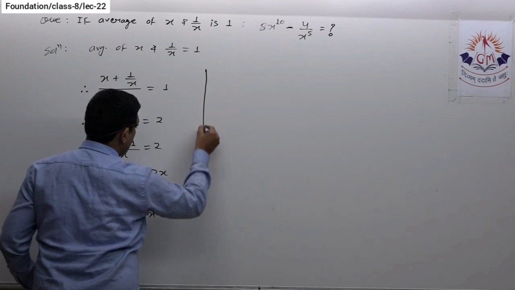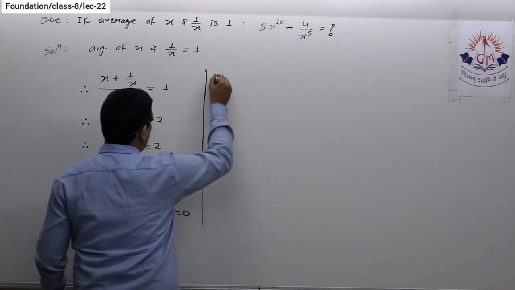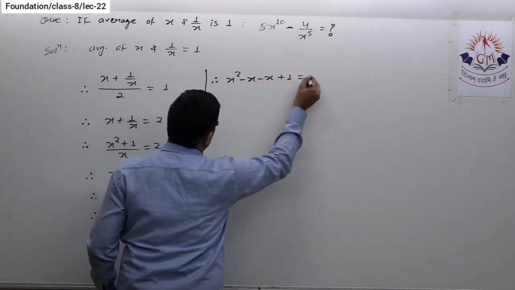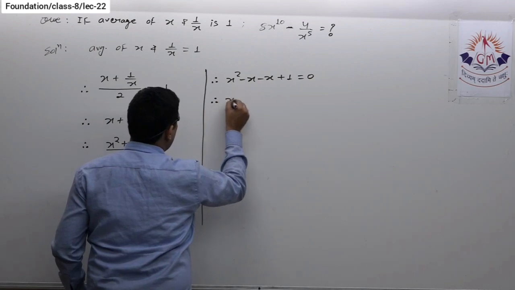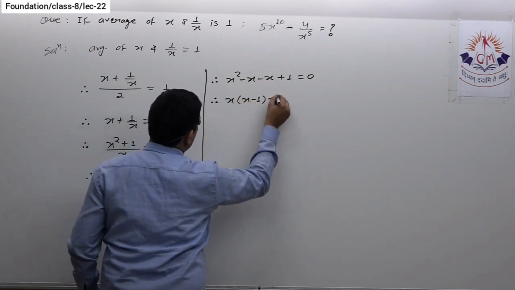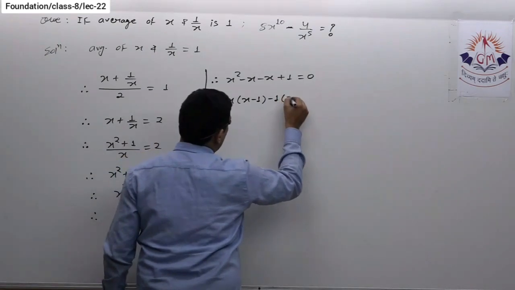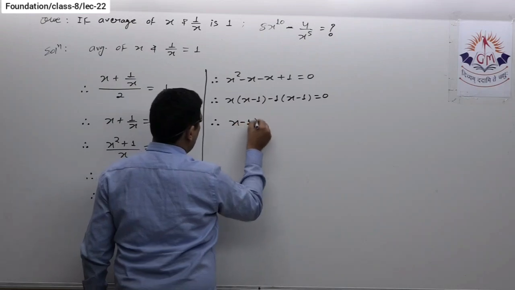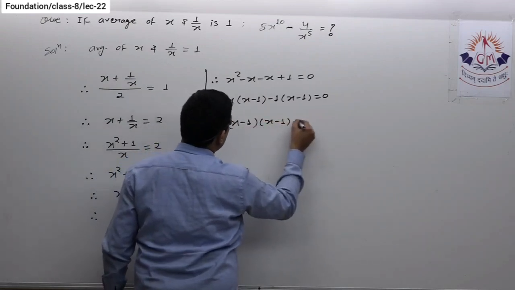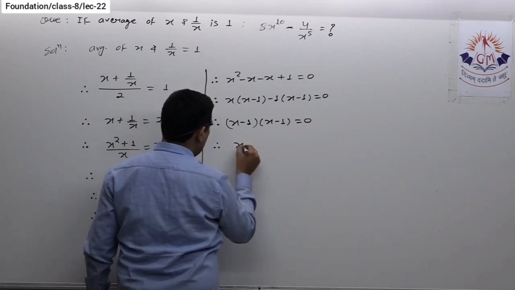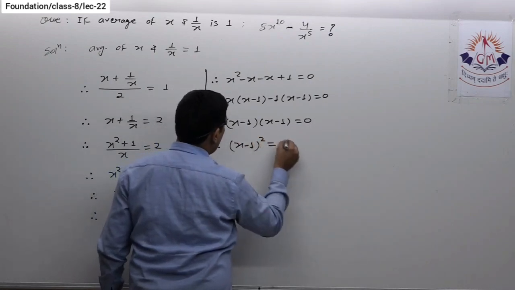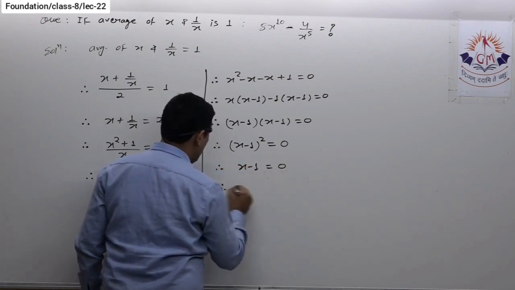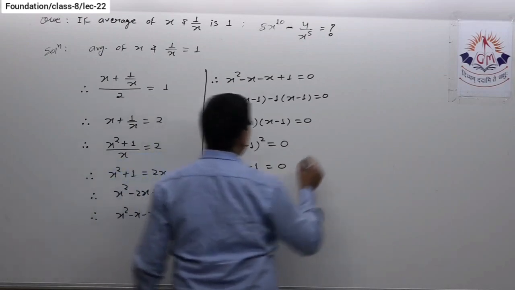Solving it further, x square minus 2x plus 1 is equal to 0. From the first two terms I can take x common, and from the other two I can take minus 1 common, so x minus 1 times x minus 1 is equal to 0. Ultimately I got (x - 1) whole square is equal to 0, which gives me the value of x equal to 1.